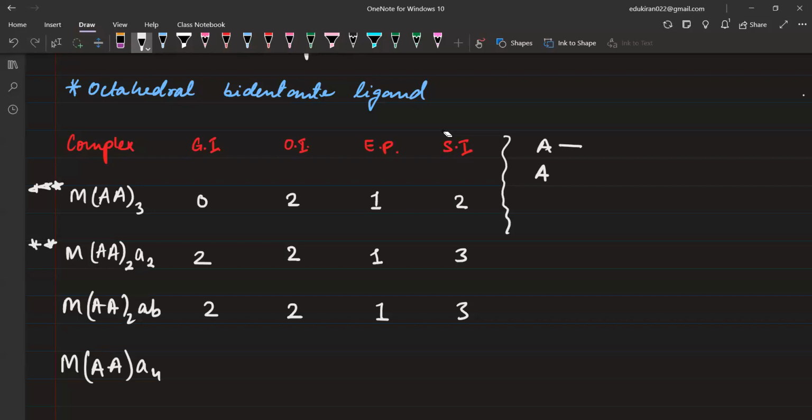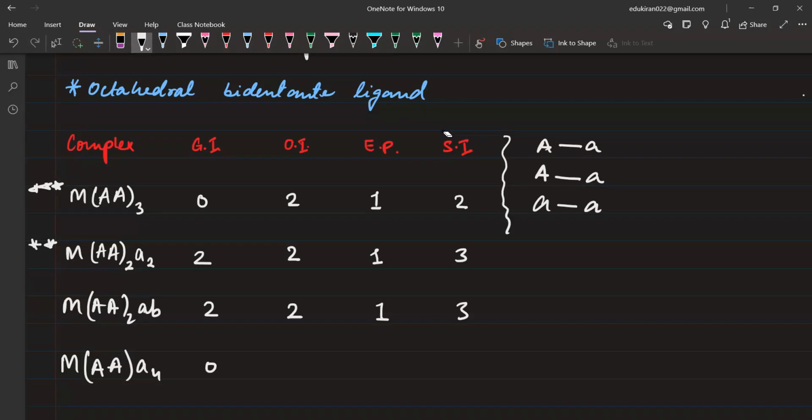ठीक है. अब A के opposite में क्या रहेगा? What are the other things remaining now? Because the position of AA is fixed. 90 डिग्री में ही रहेगा. So we have one A like this, and then remaining we have AA. इसके अलावा you cannot have any other case. That is why there will be zero geometrical isomer.